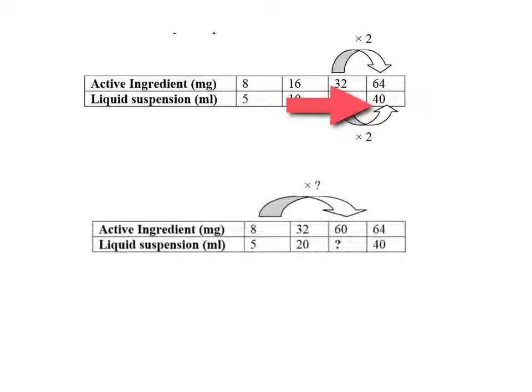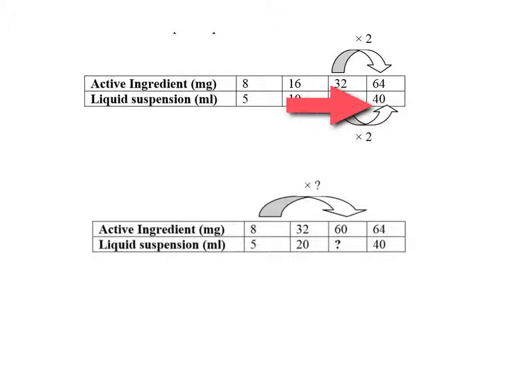So let's go back to the original concentration. We had 8 milligrams in 5 milliliters, and what I'm looking for is how many milliliters do I need to get that 60 milligrams. So what I'm really looking for is how many lots of 8 milligrams are there in 60. How many times bigger is 60 than 8? Because whatever that is, I'll apply that to my 5 milliliters. I'll know how many lots of 5 mils I need to get my 60 milligrams.